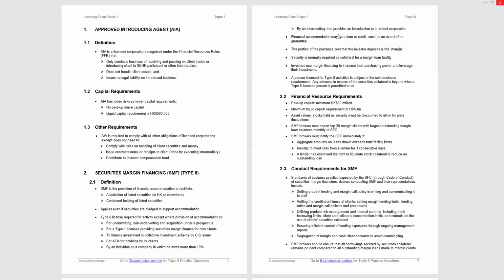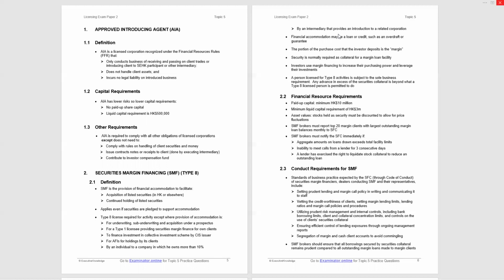And then other requirements under 1.3. You do not need to comply with rules on handling of client securities and money because you do not handle either securities or money. You do not need to issue contract notes or receipts to the client, and you do not need to contribute to investor compensation fund. So there are 3 points, 1.1 to 1.3. I would know those for the exam because they will be covered. There's a good chance they'll be covered by 1 question.